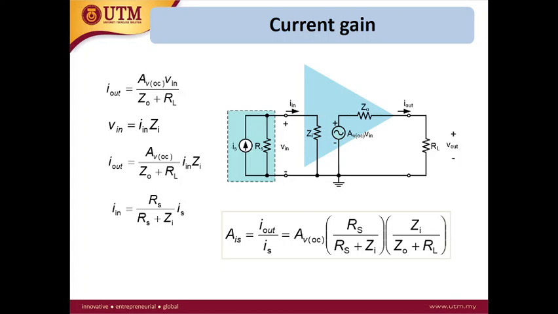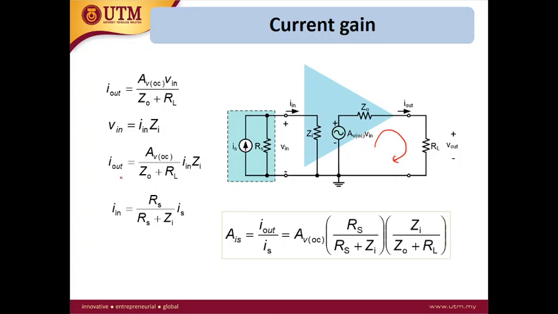Okay, if you have the voltage amplifier model and you want to analyze the current gain, you can analyze it using a very simple circuit analysis method. So I out is AVOC V in over Z out plus RL. This is Ohm's law or KVL along this loop. So we get I out equal to AVOC V in over Z out plus RL. And then what is V in? V in is I in times Z in. So this is Ohm's law.